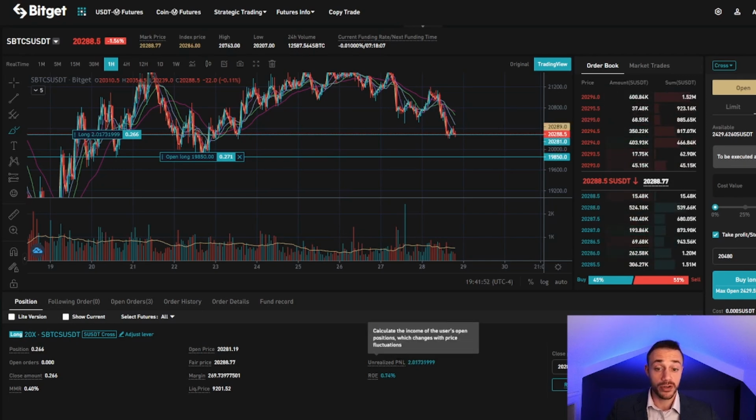All right, like I said, we are leveraged by 20x. So when price goes up 1%, this is going to show a 20% ROE, right? We'll be up 20%. That will also mean we'll be up 20% of $269, which is our margin on this trade. So that's how leverage works.